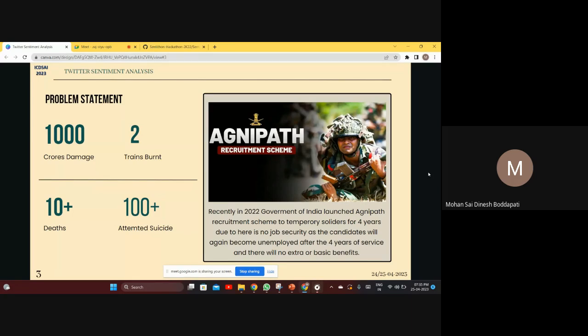About 1,000 crores of damage occurred and 2 trains were burnt on the north side, and many deaths and suicides were reported. We take this as our problem statement, and we are going to observe the trends and do the analysis and topic modeling on the data that we collected.